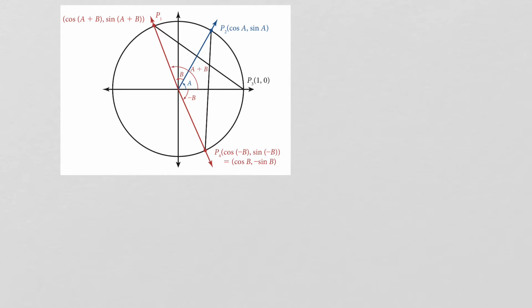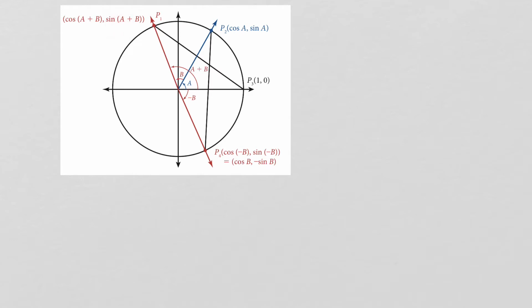Now, what about the points? Well, we know that the point P3 is the point (1, 0), because we are on the unit circle. The point P1 is going to be the cosine and the sine of the angle in question. The angle in standard position to this point is the angle A plus B. So the x-coordinate is the cosine of A plus B, and the y-coordinate is the sine of A plus B.